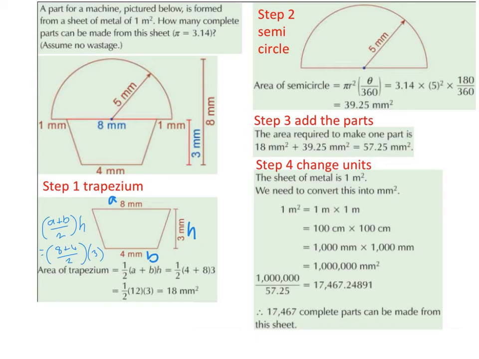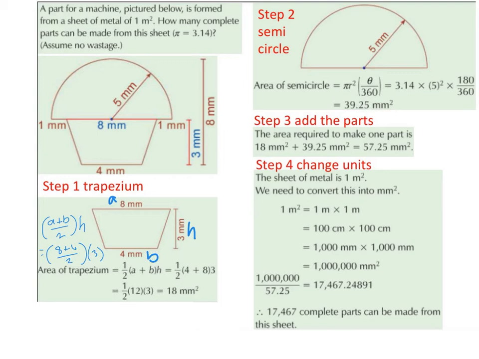Step 2 is the semicircle. There are two ways of doing this. We can get the area of the semicircle by putting in the degrees. The area of a full circle is pi r squared. A semicircle has an angle of 180 degrees, so we can say pi r squared times 180 over 360. So it'd be 3.14 times 5 squared times 180 over 360, and that'll give us 39.25 millimeters squared.